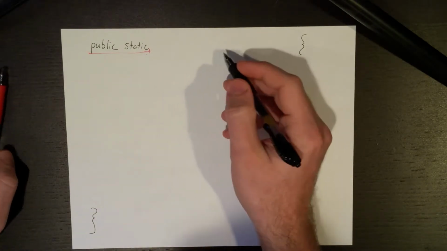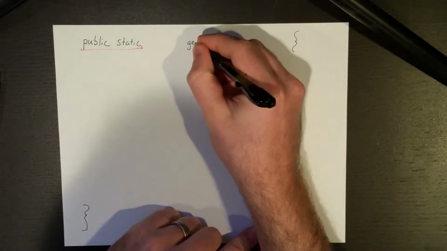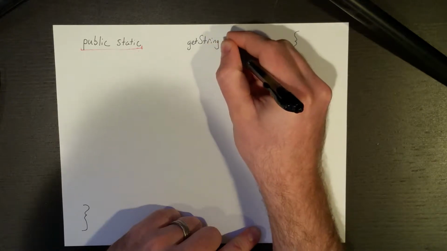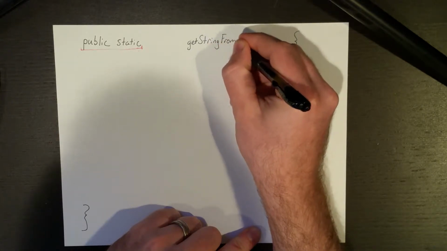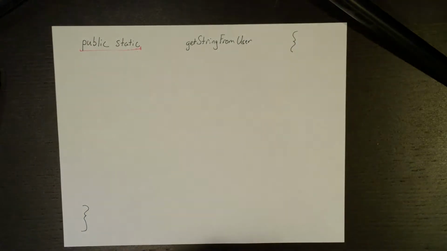And then after that, we have the method name. So let's come up with a good name for this method. How about getStringFromUser, because what we're doing is getting a string from the user.